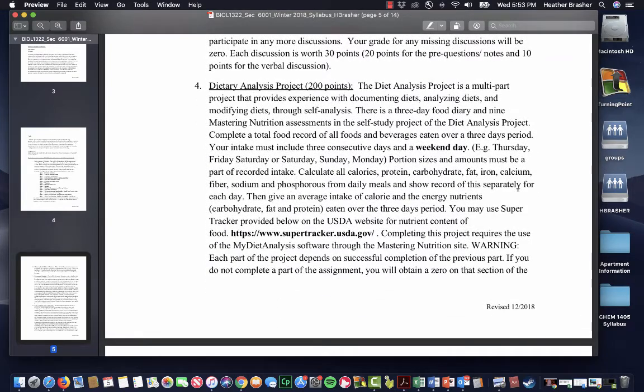The dietary analysis project is a large project that's going to incorporate 2 main parts. The first part is that you're going to create a diet analysis report. So you're going to record food for 3 days. 1 day needs to be a weekend. And then you're going to put it all into my dietary analysis.